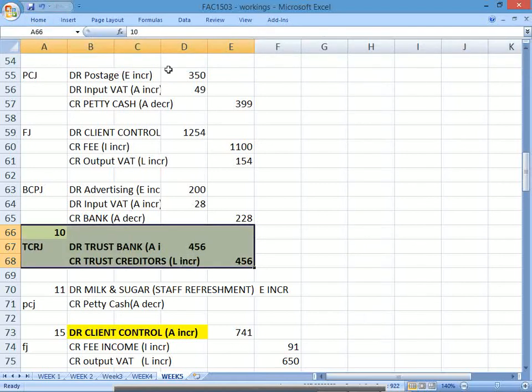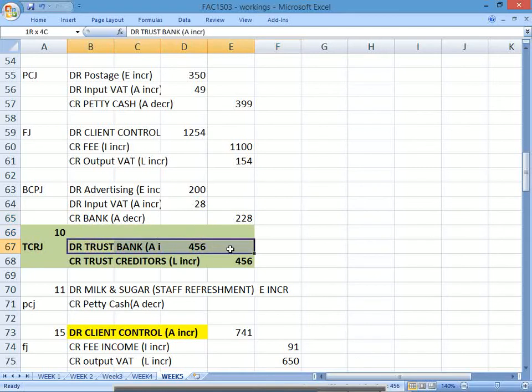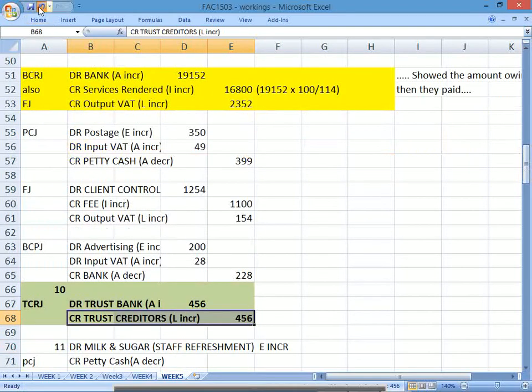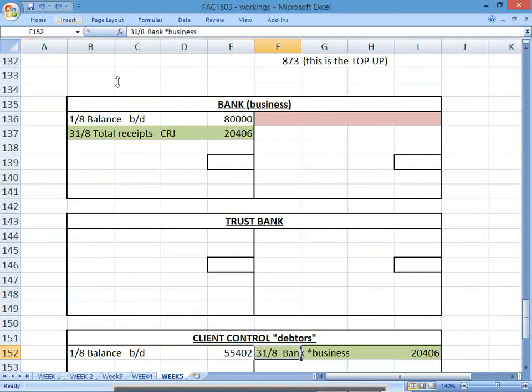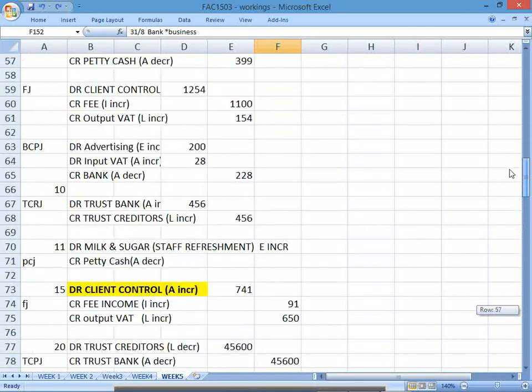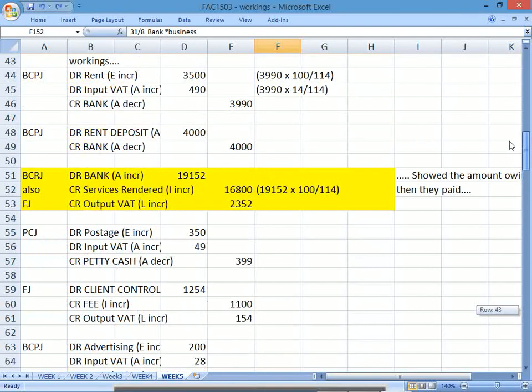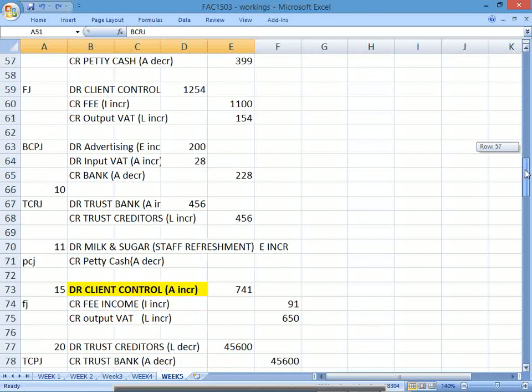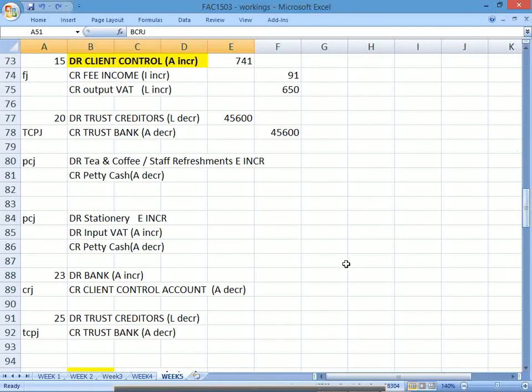What happens to bank? It increases. What happens to trust creditors? It decreases. This was the receipt though. That was the one that was paid. That was the trust cash receipts journal. Sorry, wrong one. Not trust cash receipts. Business cash receipts. Where's the business cash receipts? Okay, here's the business cash receipts. Let's look for one that I haven't highlighted. Business cash receipts. There.